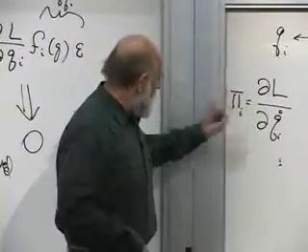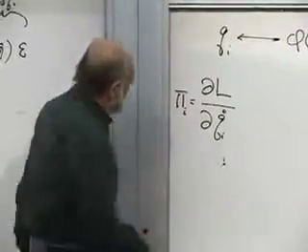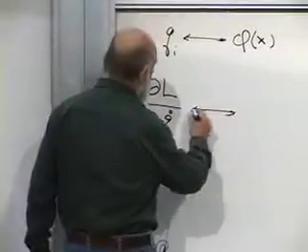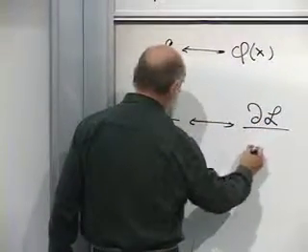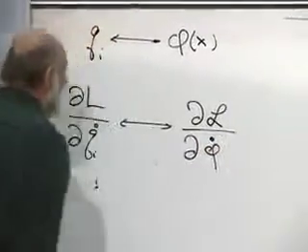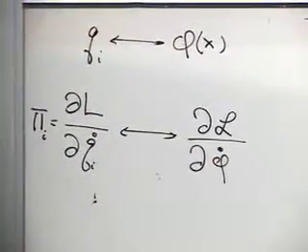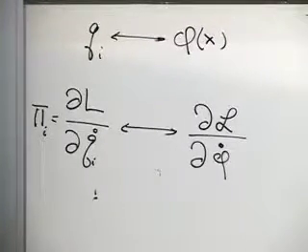So the canonical momentum, dL by dq dot, what does that become? It becomes the derivative of the Lagrange density with respect to phi dot. It's that thing that was somewhere in our, well, let's see, where is our Euler-Lagrange equation?